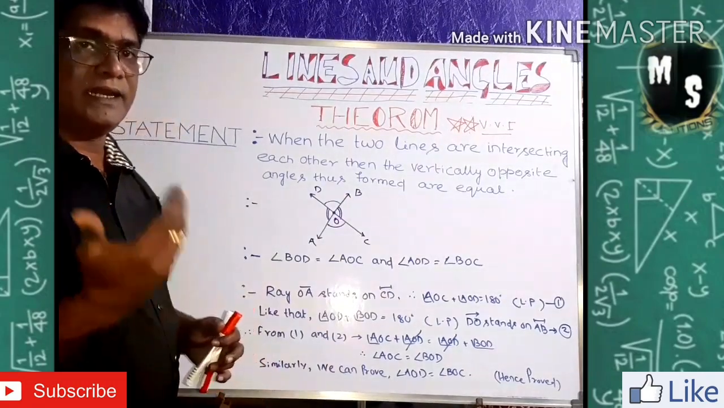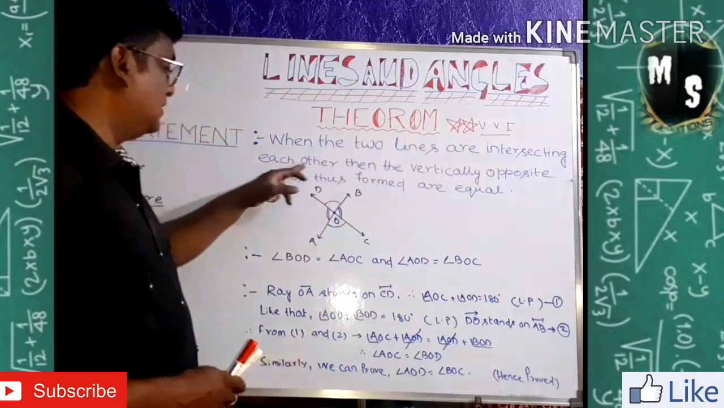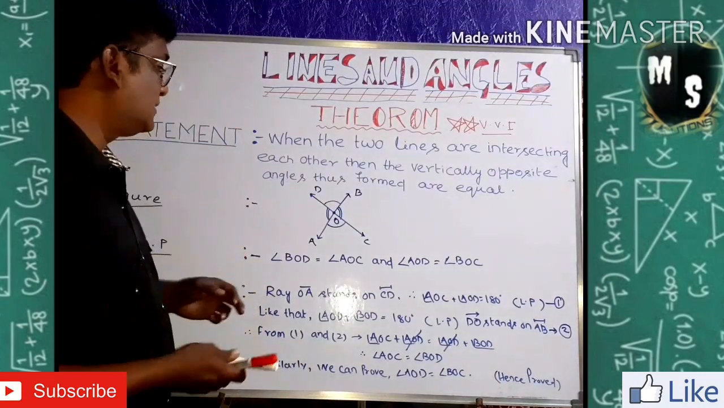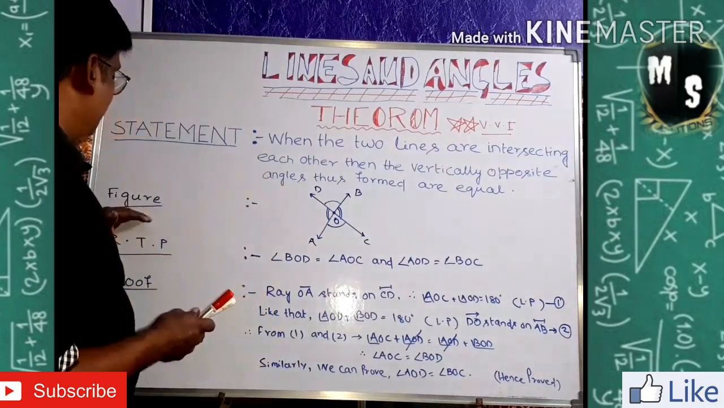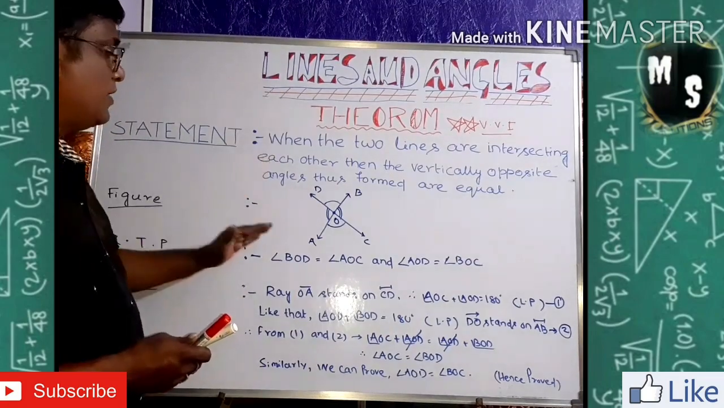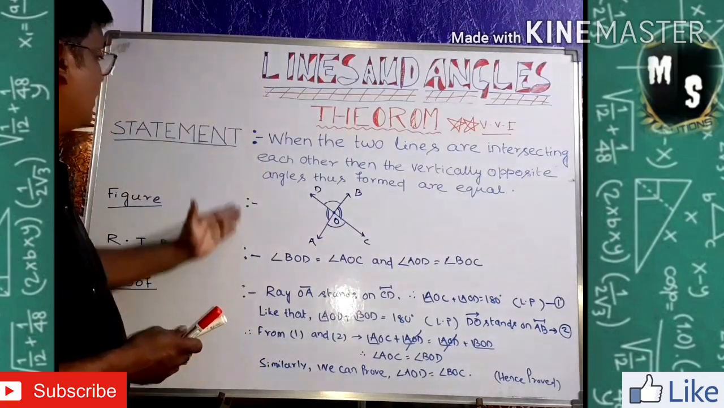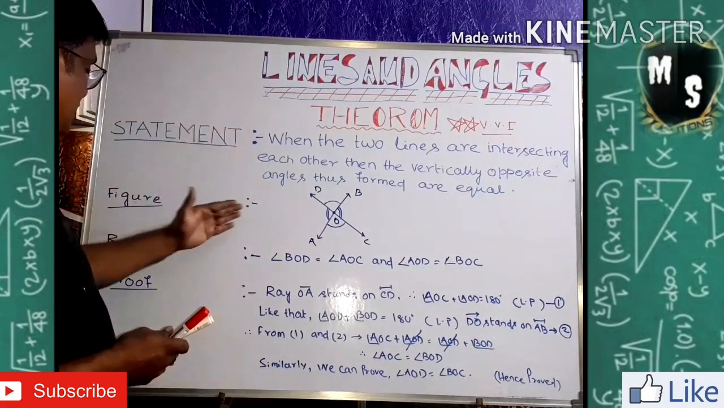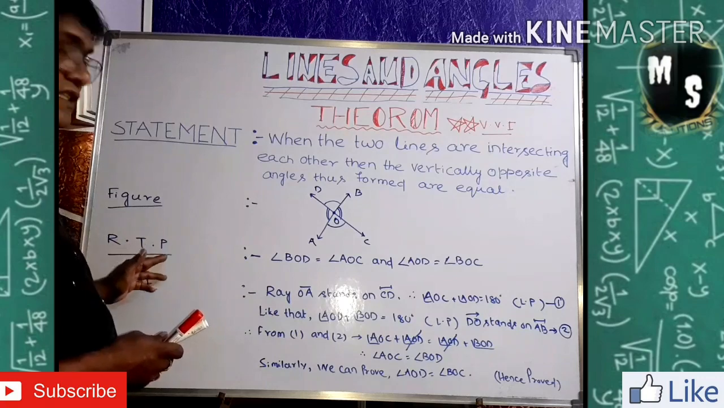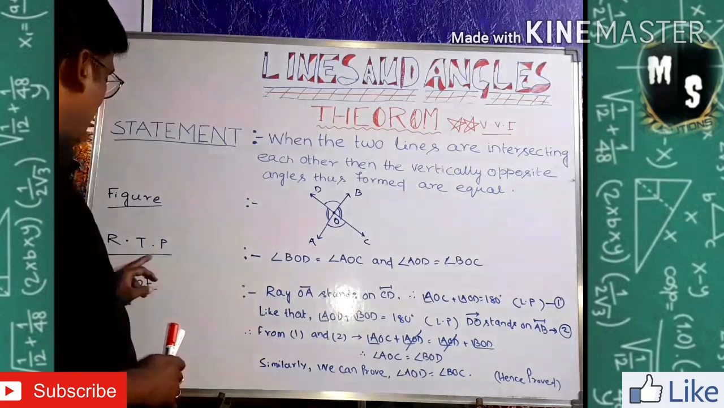What is it saying? Again I am explaining. When two lines are intersecting each other, what are the two lines? Then you go for the figure. After the statement comes the figure. According to the statement, you have to draw the figure, and it should be in one line. The statement, the figure, then the right to prove. What you want to prove is called the right to prove.